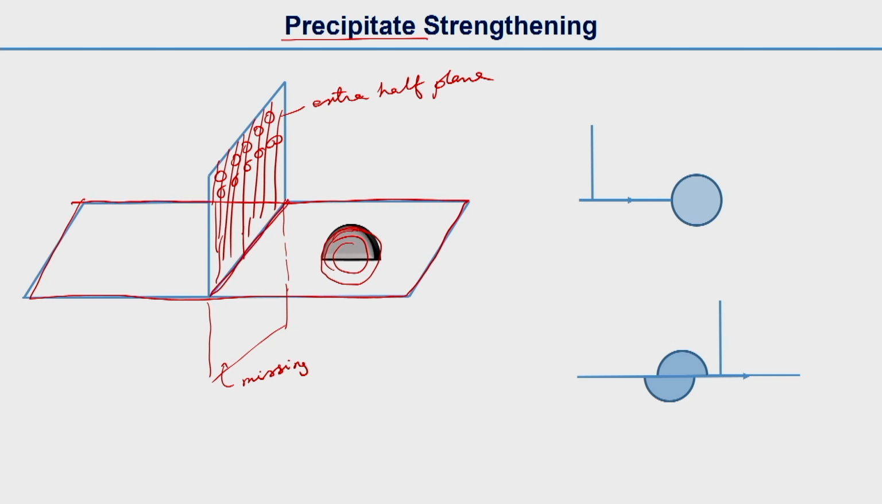This is the dislocation line, and this dislocation line will move from left to right, let's say because of some shear stress we are exerting. Now there is an obstacle. This is the precipitate.